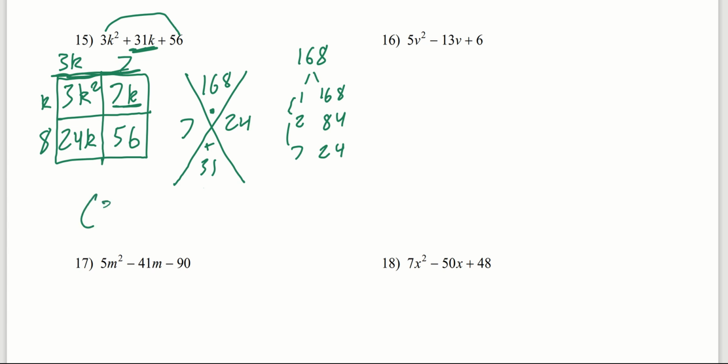Final answer, one of the sides is 3k plus 7. So that's one of them. And then the other side is k and a positive 8. So I'll write k plus 8.